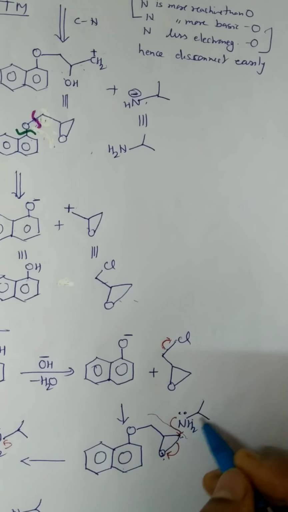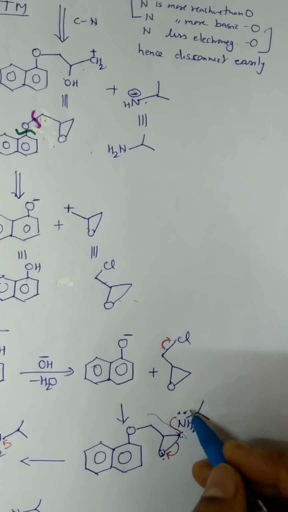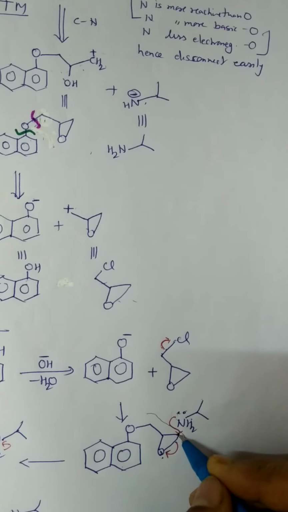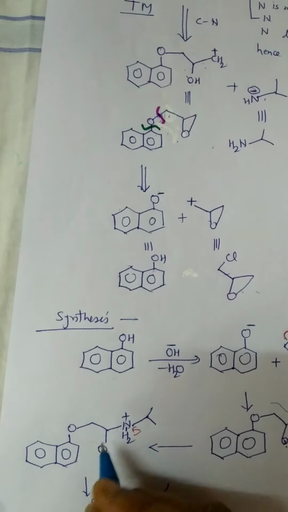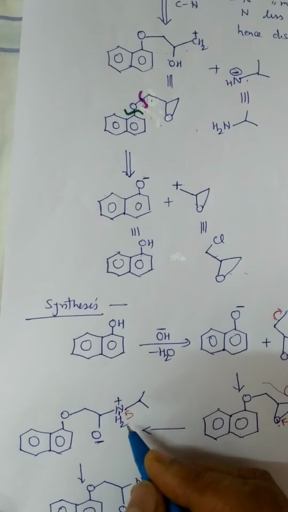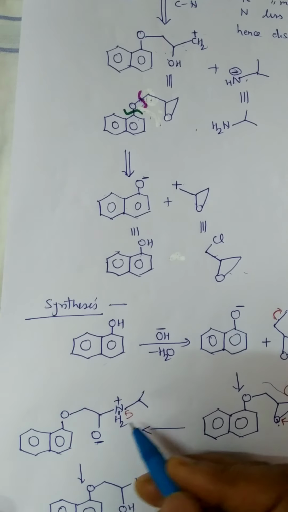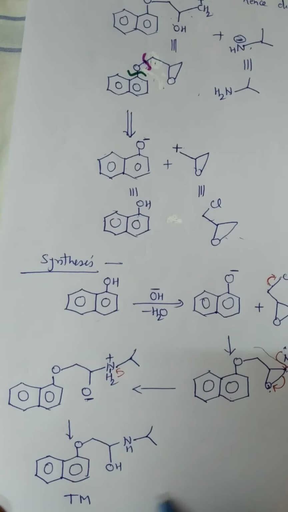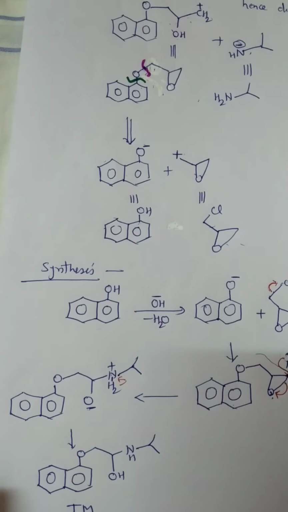In the reaction with this amine, the lone pair of electrons gives its electrons to this carbon atom, which is positively charged, and therefore this type of compound is formed by the reaction. Here NH2 is positively charged, therefore one hydrogen atom is removed as a proton and N becomes neutral, and we get our target molecule. Thank you.